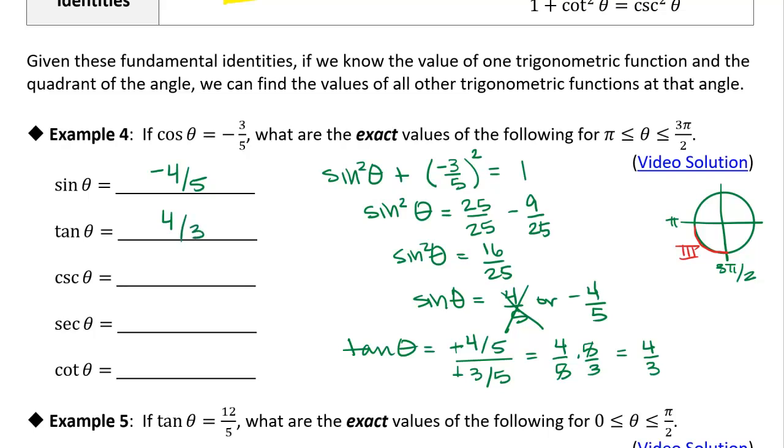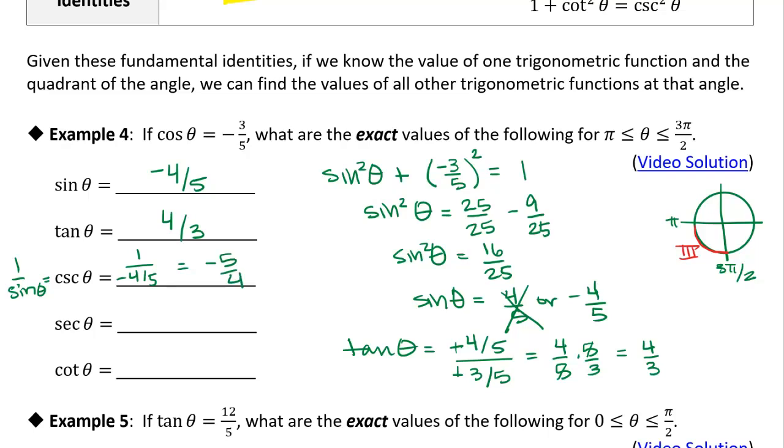Now, the rest of these are pretty straightforward. Remember that cosecant is 1 over sine of theta. So we're going to get 1 over a negative 4/5. Again, it's just the reciprocal, so that's a negative 5/4.